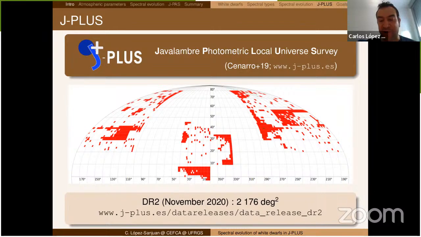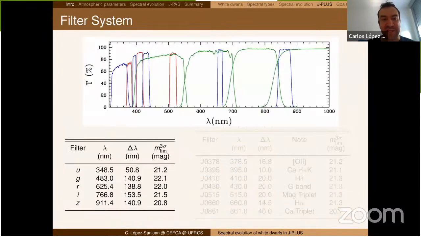It's not only the area, 2,000 square degrees, but also the filter system. So J-PLUS is observing with 12 filters. We have the 5 SLOAN ones, u, g, r, i, and z. They are broadband filters that are covering the full optical.